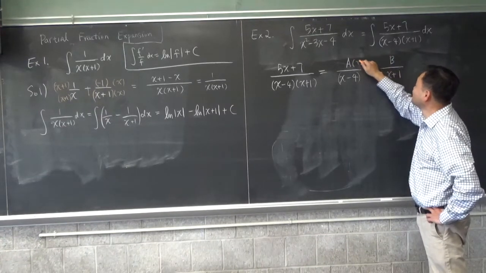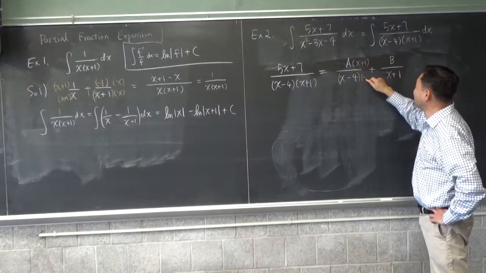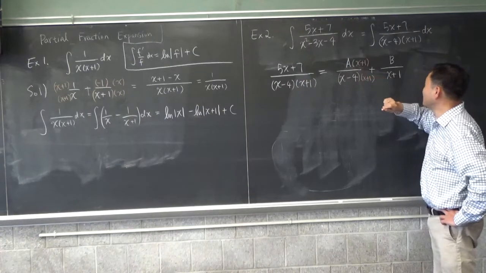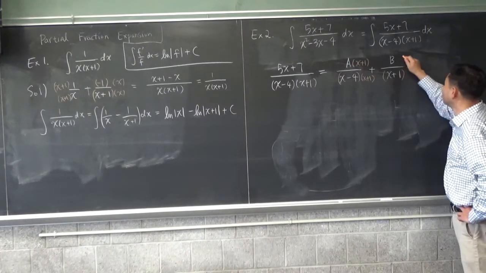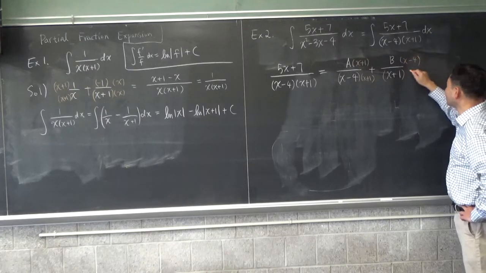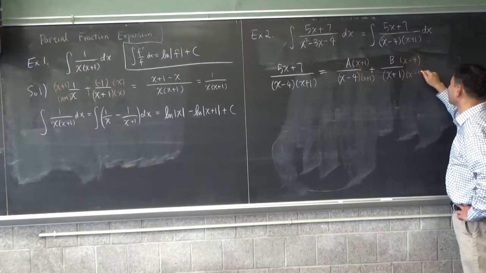Oh, because it's 5x plus 7, and then the first one it was just 1? No, it's not as simple. Watch me do it, okay? You have to have some patience.